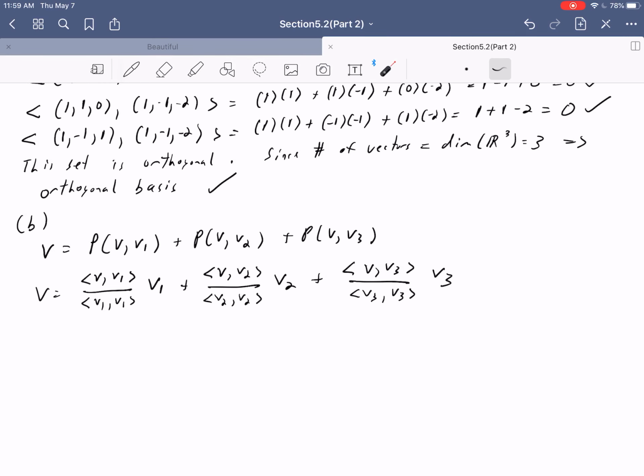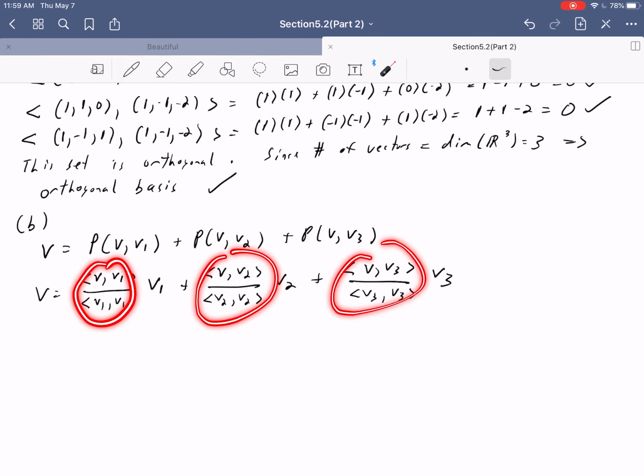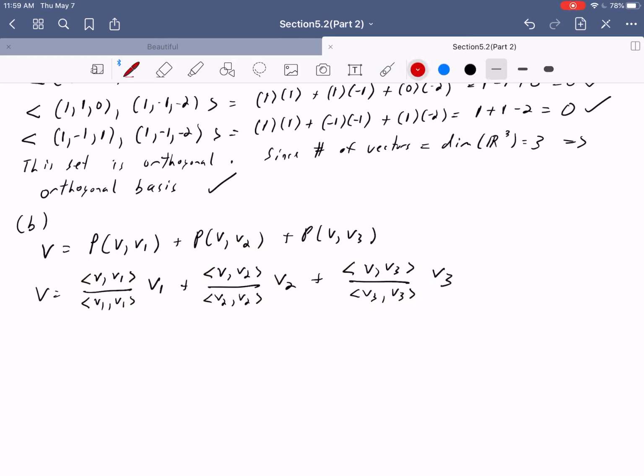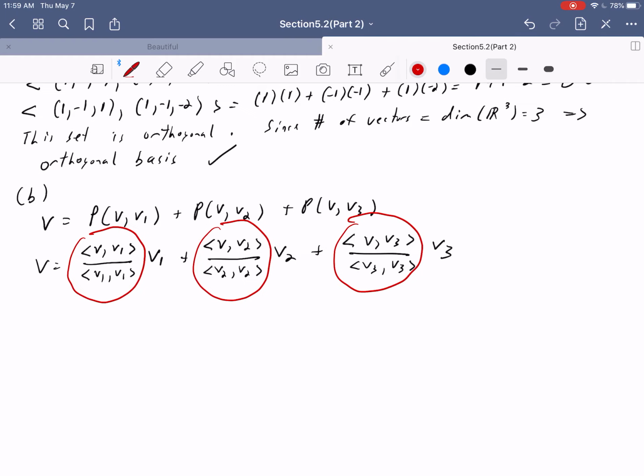If you think about it, these are your basis elements, and these are your component representations. Those are your actual constants there. So these are the things that we actually need to determine here. Okay, so let's go ahead and figure those out.